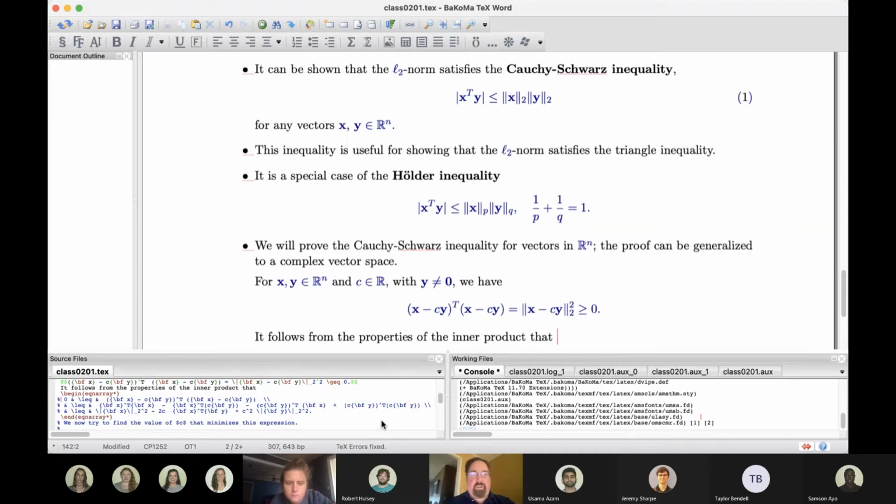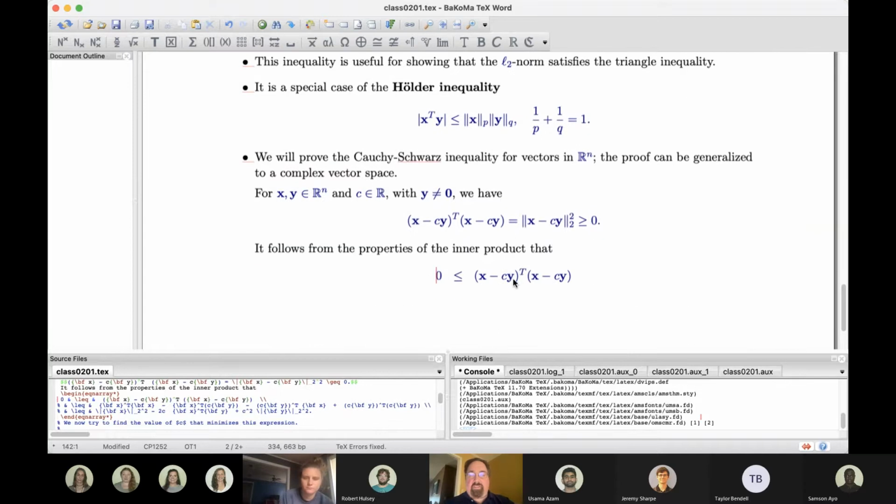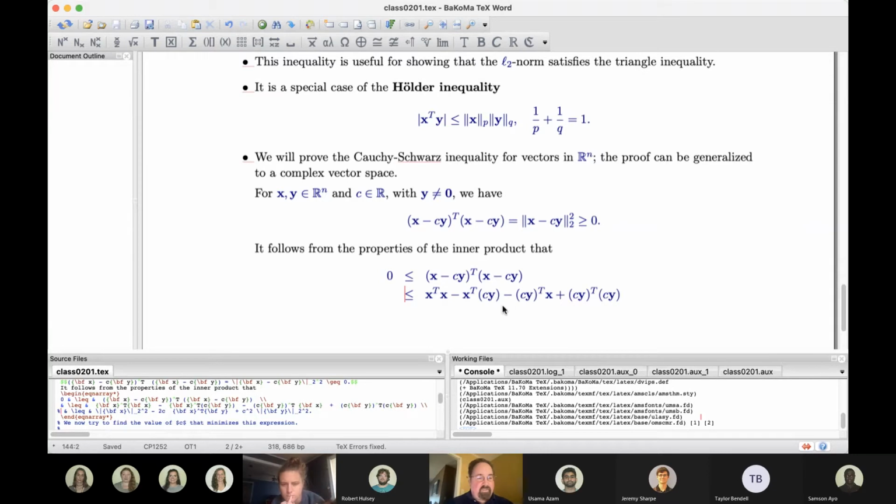So now we use some properties of the inner or dot product. This is non-negative, but now if I expand this, it's basically foiling this out. So I have x transpose x and so forth, and I get all these terms. Now, c is a constant factor, a scaling factor, so I can pull it out of these.